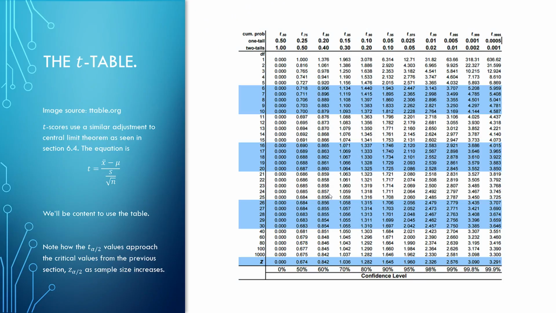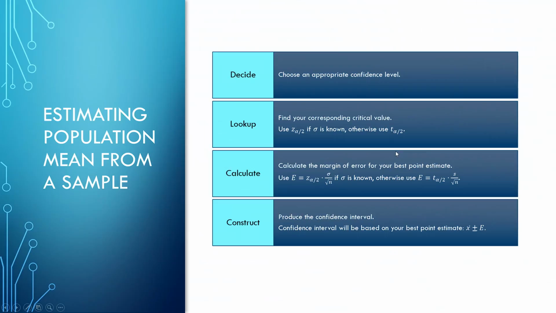Actually, a quick thing to point out here, this t-table I've got here gives you both sets of critical values. So if you have a 95% confidence level you're shooting for, and you know sigma, then you will just use this bottom row, because that's the z value. If you don't know sigma, then you will use one of these values based on your sample size.